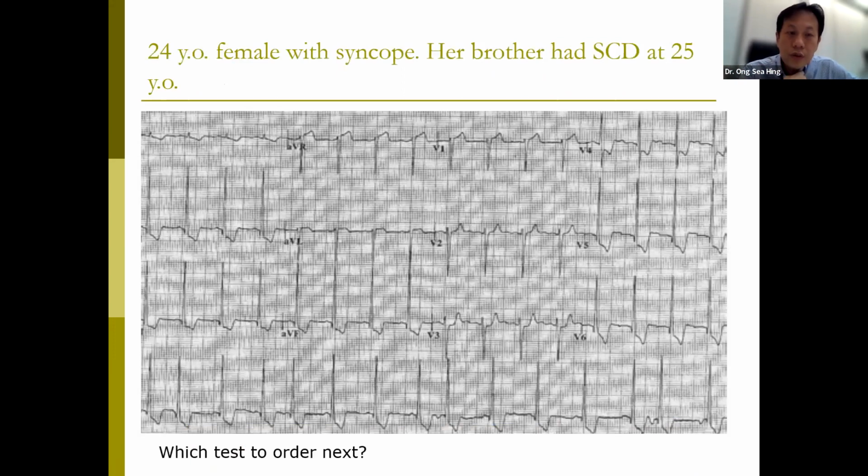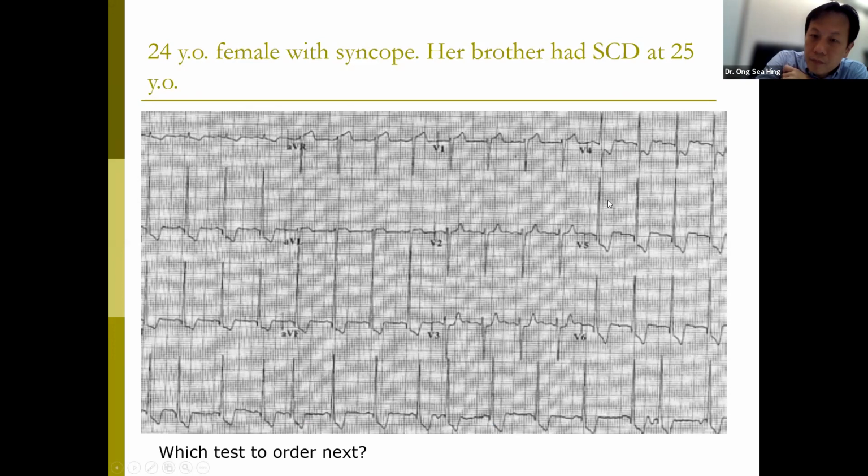This is a 24-year-old female with syncope. Her brother had sudden cardiac death at 25 years old. This is her ECG. We all can recognize this, I believe. This is the R wave in V5. It's quite tall, and the S wave in V2, very deep.